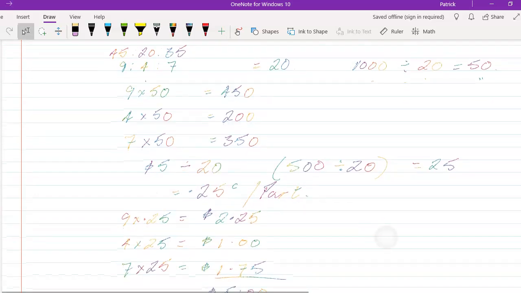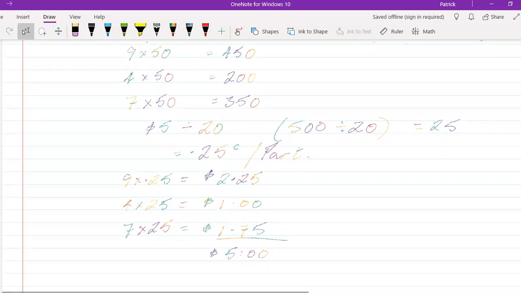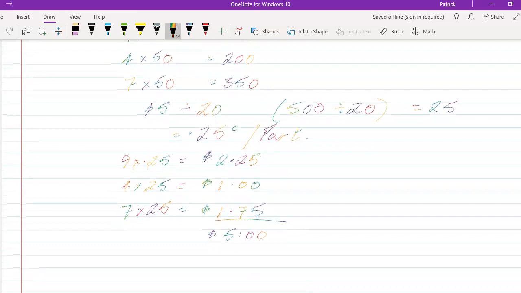First person paid 9 parts, 9 times 25. Second person paid 4 parts, and the third person paid 7 parts. $2.25, $1 and $1.75. There's $5. So this is how much person 1, person 2 and person 3 put in.